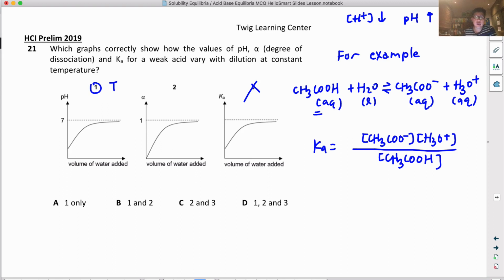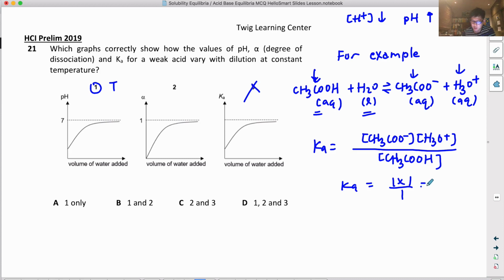Let's see how dilution can affect the degree of dissociation. I've written down the Ka of the weak acid, and you notice water is not part of the equation. So when you add water, how does it affect it? Adding water will decrease the concentration of the CH3COO- and H+ ions as well as the ethanoic acid. Hypothetically, say the concentration of all these is 1 mol per dm³ at equilibrium. So this is 1 times 1 over 1, and that's my Ka.